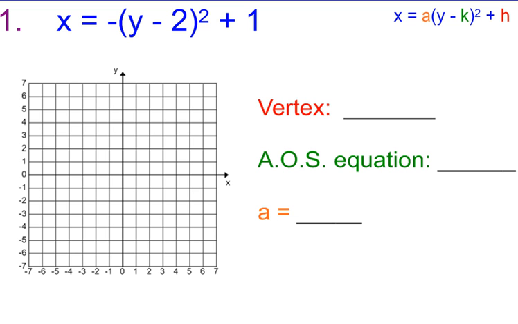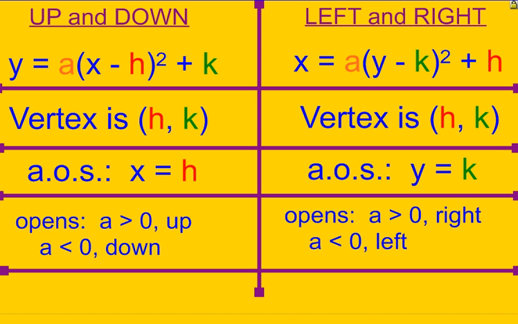And you'll see this equation in the corner. It says x equals a times y minus k squared plus h. So again, it's a little bit off, right? The h and k seem in the wrong spot, the x and y seem flip-flopped. If you look at this slide, the up and down, this is what we've already learned. So now here's the parabolas that go left and right. You will notice that their equation, the x and y are flipped and the h and k are flipped, but the vertex is still h, k.